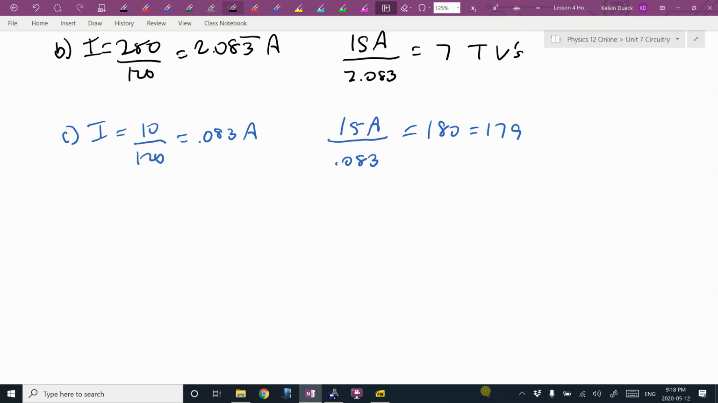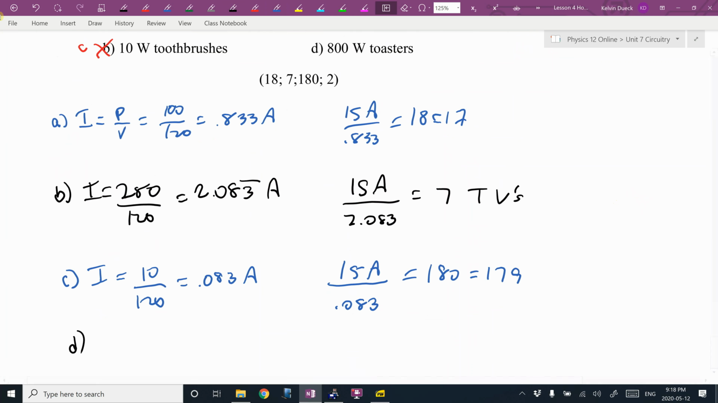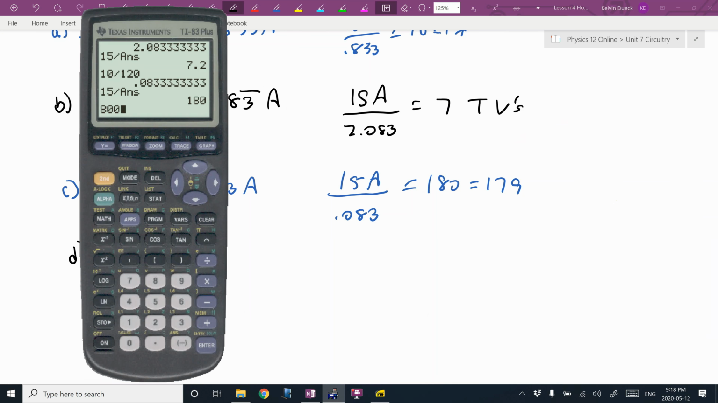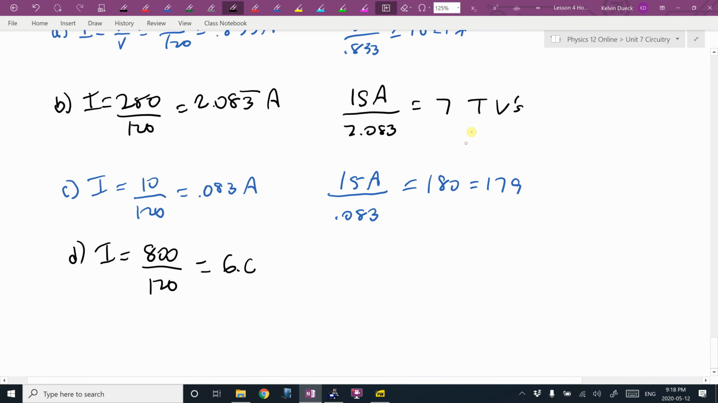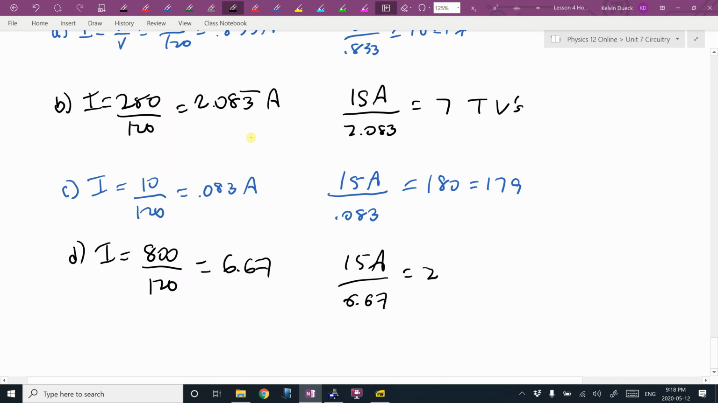D. 800-watt toaster. Probably, I'd be surprised if you can run 2. 800 divided by 120. Maybe you can. I doubt you'll be able to run 3, though. Toasters take a lot of power. 6.67. 15 divided by 6.67. Yeah, you can run 2 toasters.